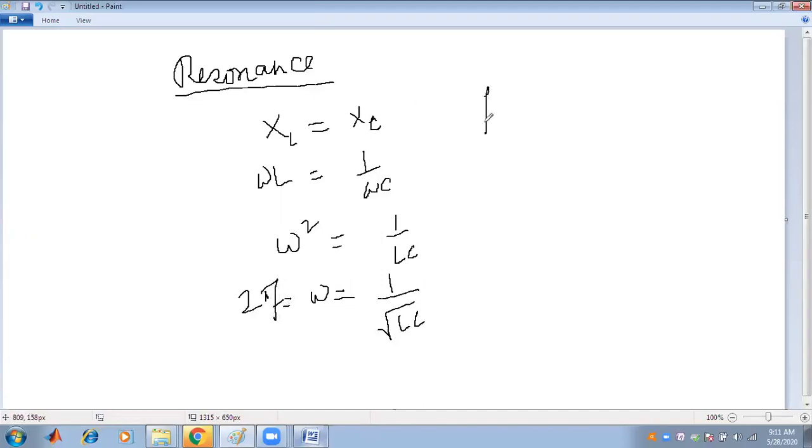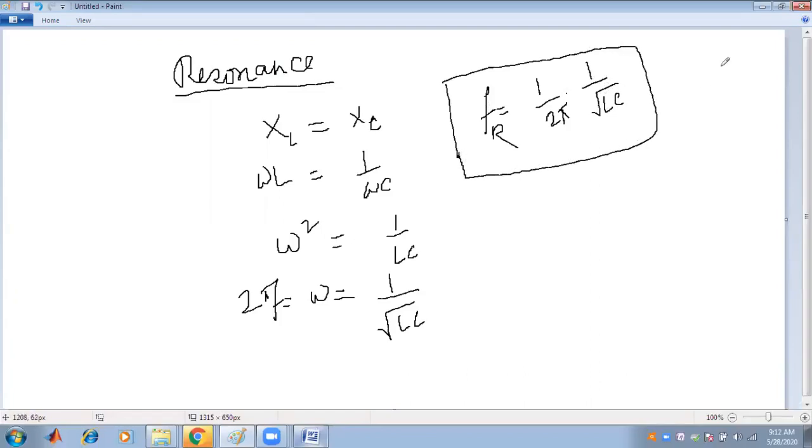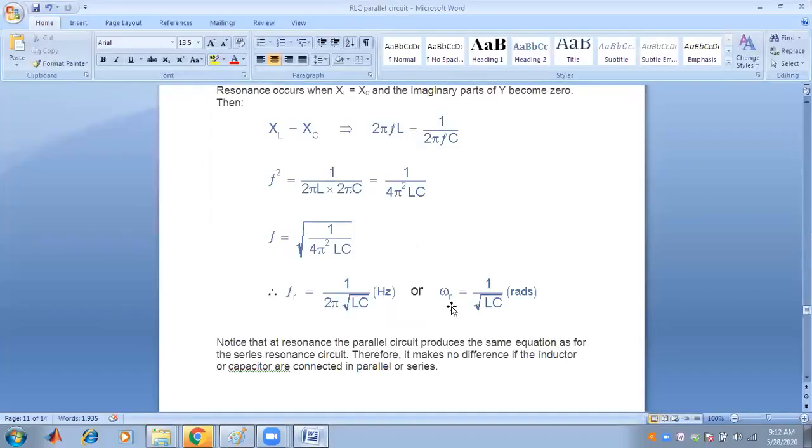So the resonant frequency, generally known as FR, can be written as 1 by 2 pi into 1 by root over LC in hertz. So this is called the equation of resonant frequency. The frequency at which XL becomes XC is the resonant frequency.